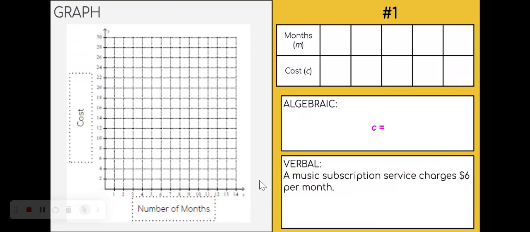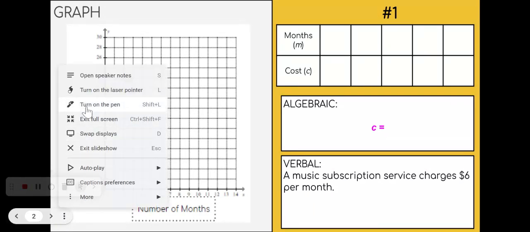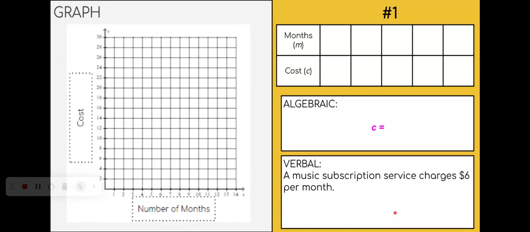Here's our first one, number 1, verbal down here in the bottom right. A music subscription service charges $6 per month. A music subscription service is something like Spotify or Pandora or Apple Music, that type of thing. And they're charging you $6 a month.